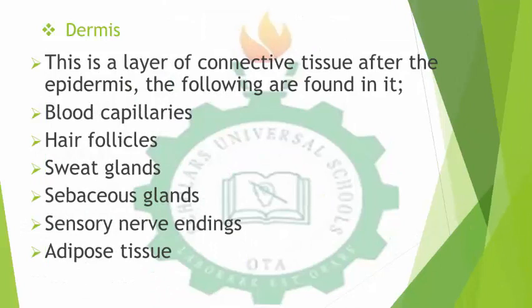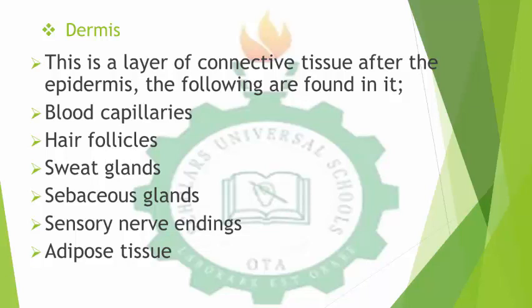Okay, so now let's talk about the dermis, which is the second layer. Now the dermis is the connective tissue after the epidermis, and some things are found in it: the blood capillaries, the hair follicles, the sweat glands, the sebaceous glands, and the sensory nerve endings, including the adipose tissue.